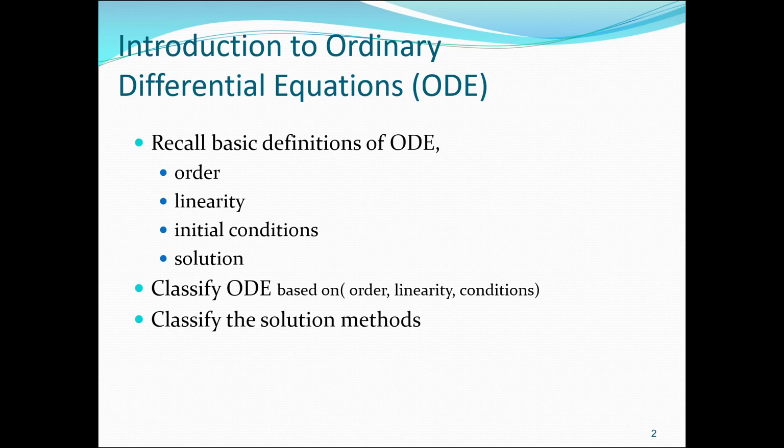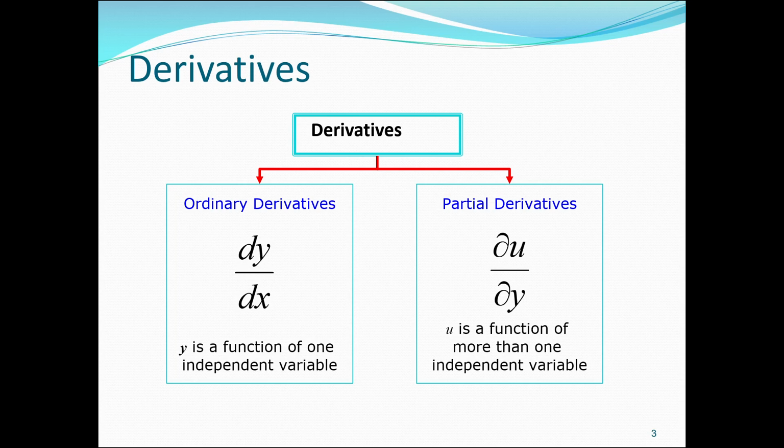In this introduction, we see the derivatives. We know that in differential equations there are two types of derivatives, that is ordinary derivatives and partial derivatives. Ordinary derivative means dy by dx. We denote that dy by dx. Here y is a function of an independent variable. So y is a dependent variable, x is an independent variable, y depends on x.